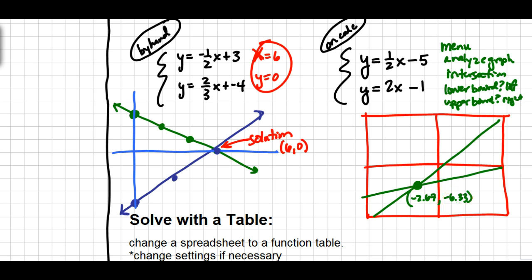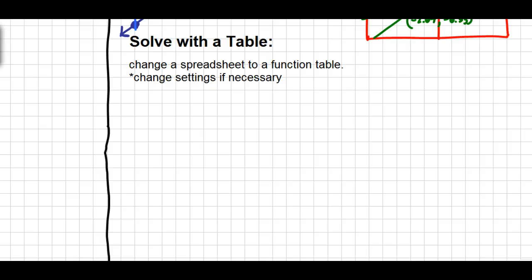and then it told us where that coordinate was. When you're solving with a table, on the TI Nspire calculator, we're going to start with a spreadsheet and we're going to switch it into a function table. Keep in mind that there are some settings that you might be needing to change. So we're going to utilize that same system of 1/2 x minus 5 and 2x minus 1. So we're going to utilize those same functions, and these are some of the steps that you're going to need in order to do a table.